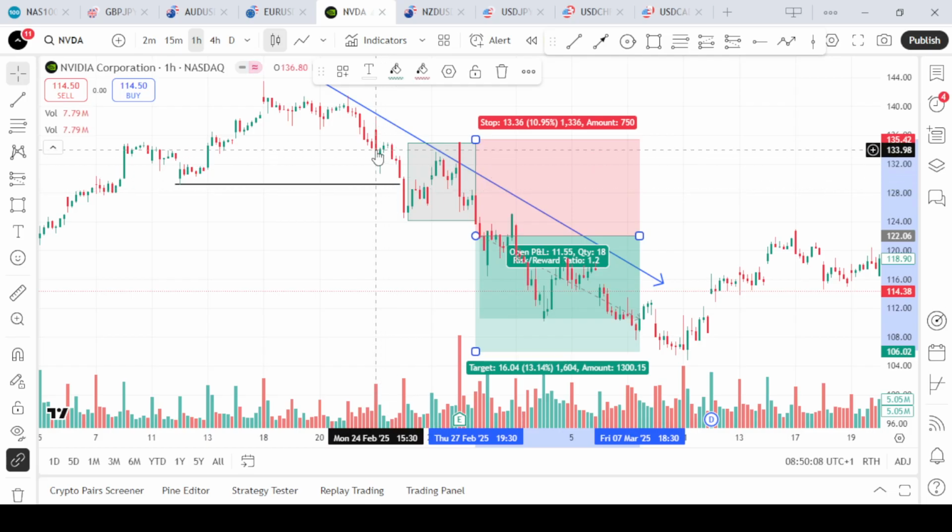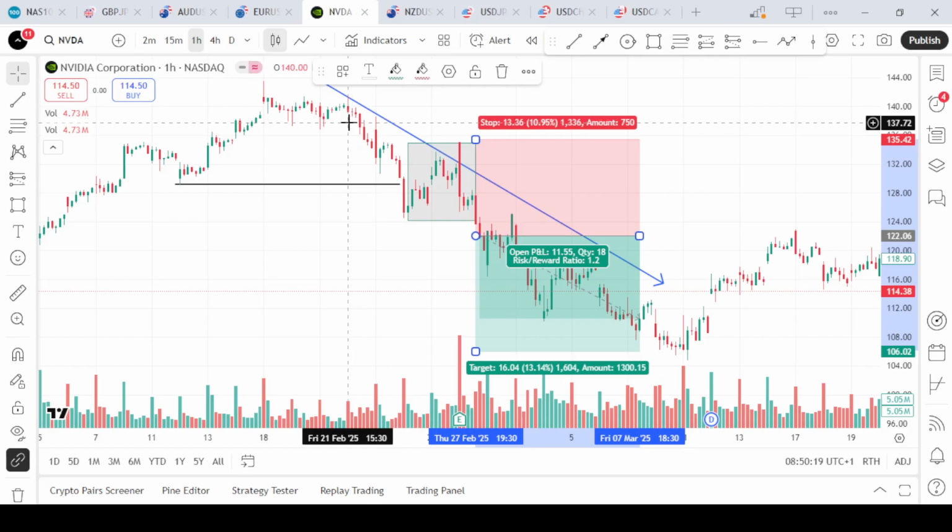Remember, risk management is also essential when using this strategy. Remember to always place your stop loss outside the opposite boundary of the box to limit losses.